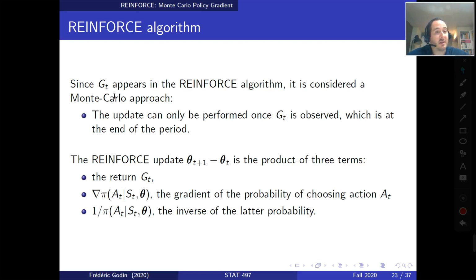So unfortunately for this algorithm, the update can only be performed once G_T is observed, which means at the end of the episode. So again, in practice, when episodes are very long, you might not necessarily want to wait for the end of the episode to start updating your parameters. You might want to do faster learning. Okay, so we will generalize this shortly. But before, let's notice the following.